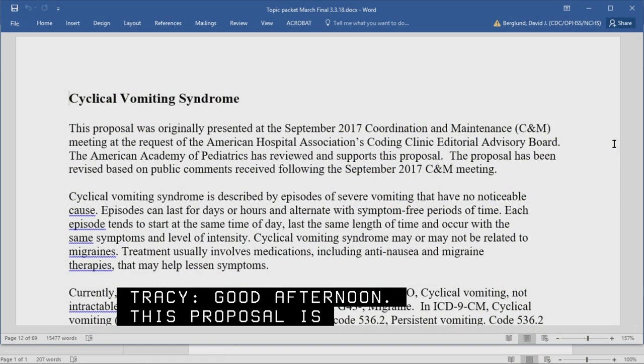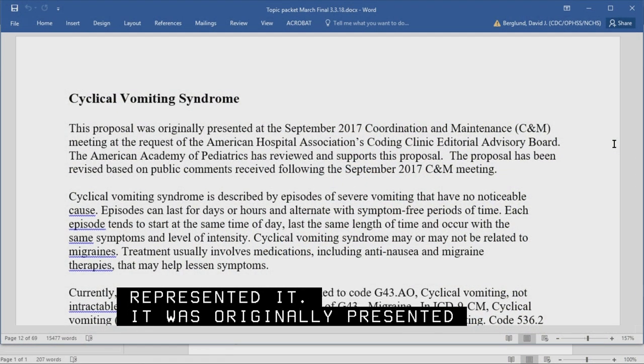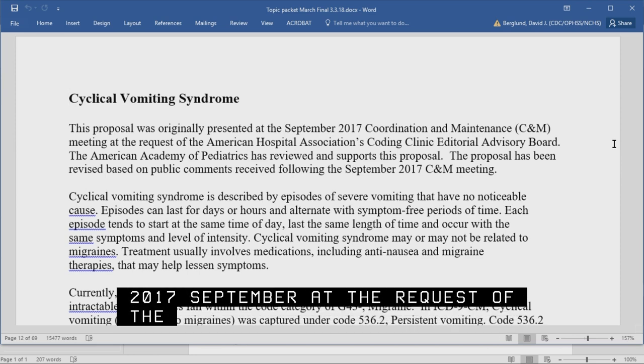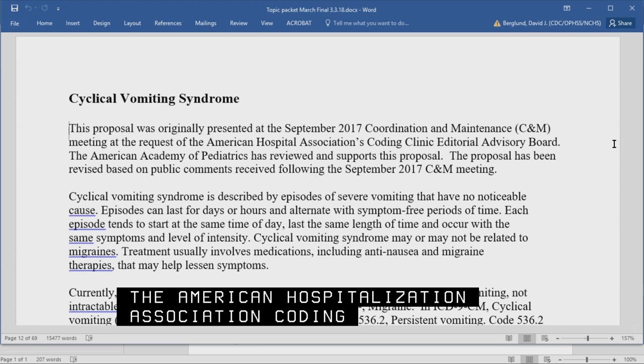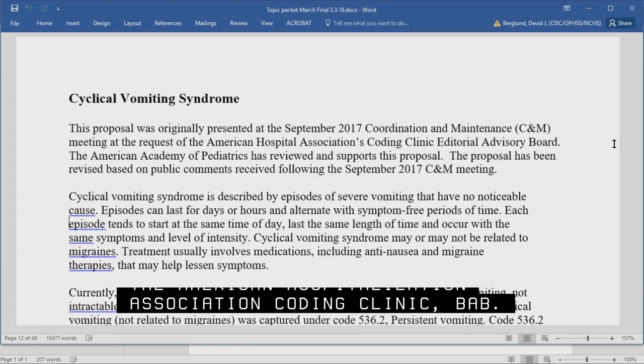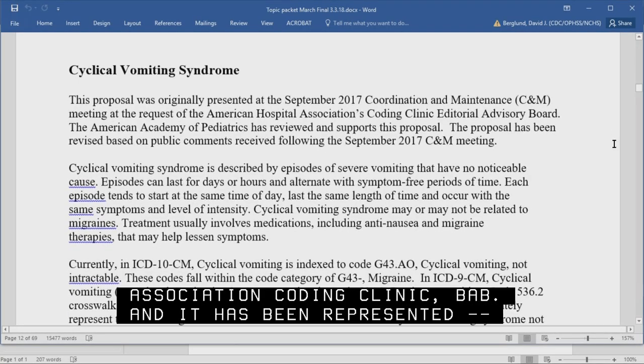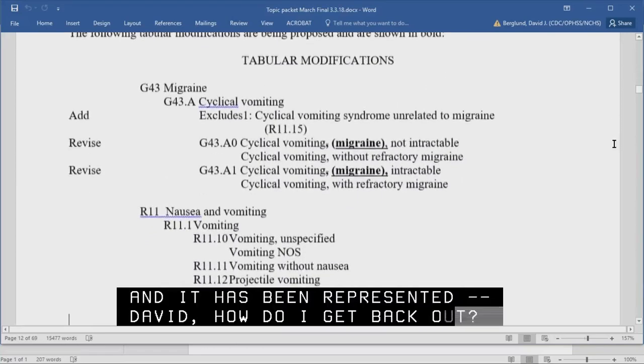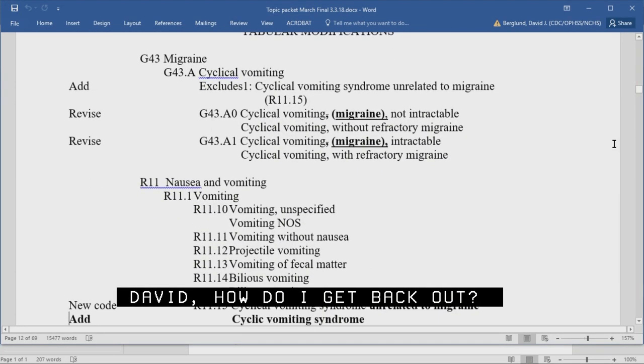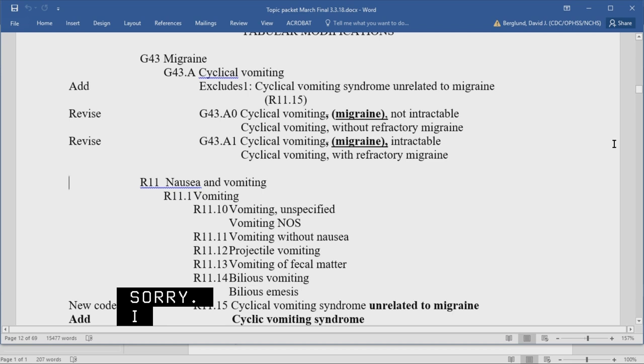This proposal is being re-presented. It was originally presented in September of 2017 at the request of the American Hospital Association Coding Clinic. And it's being re-presented due to public comment that we received.